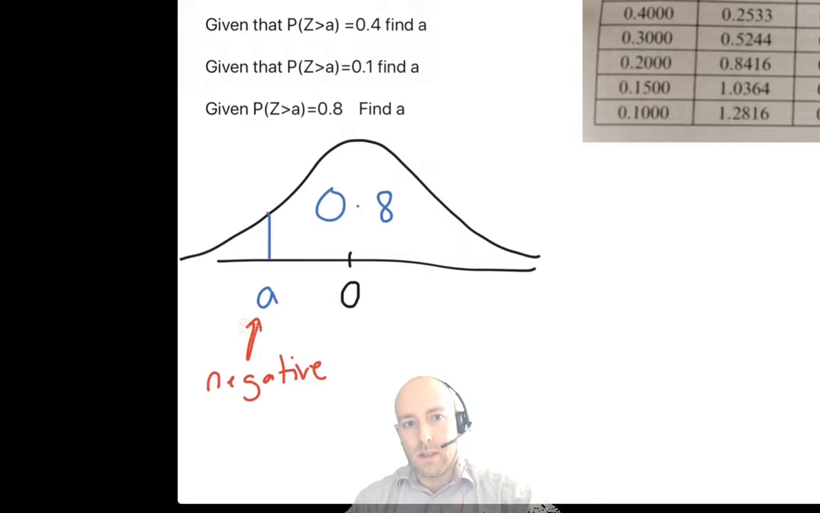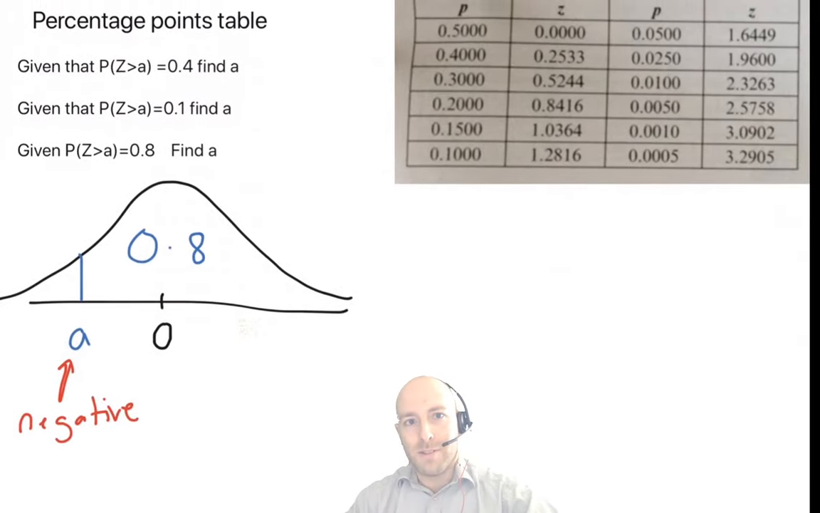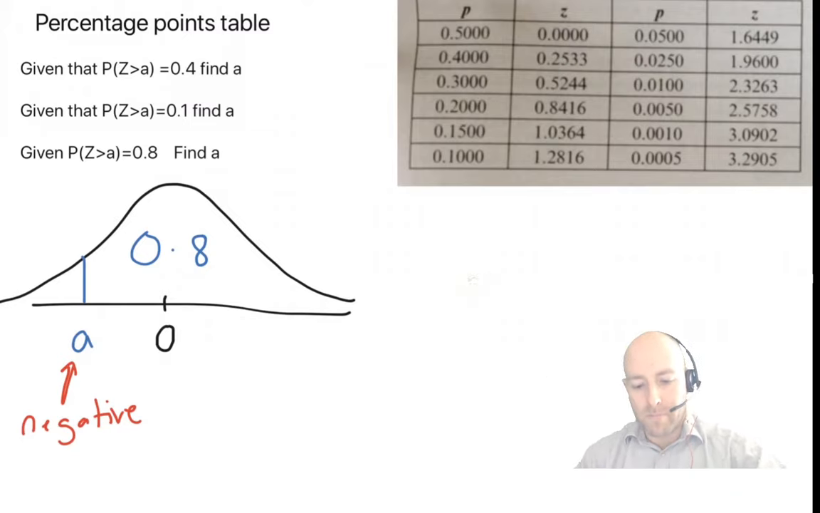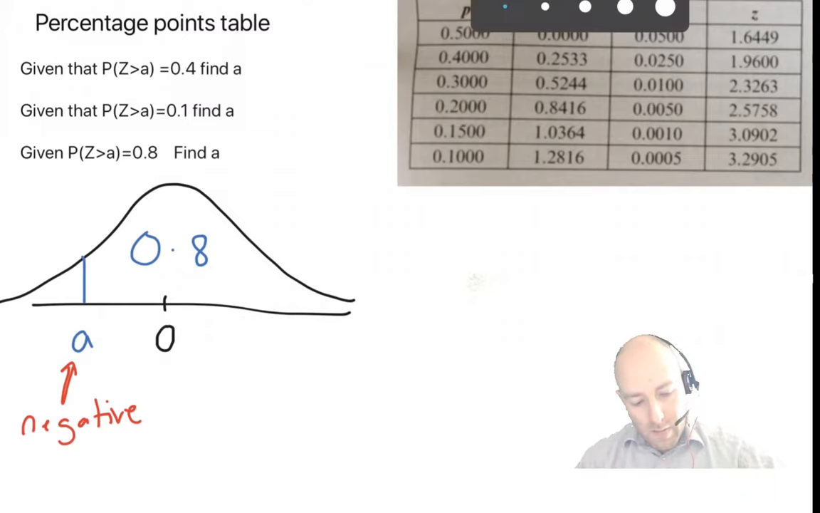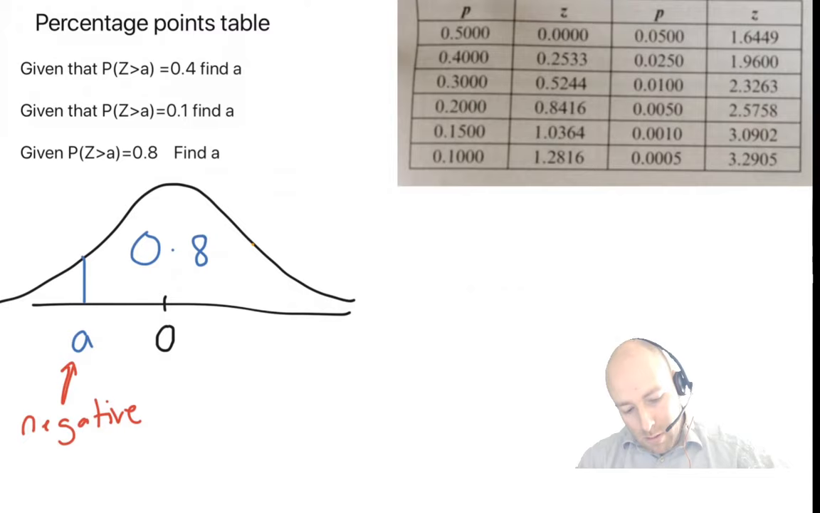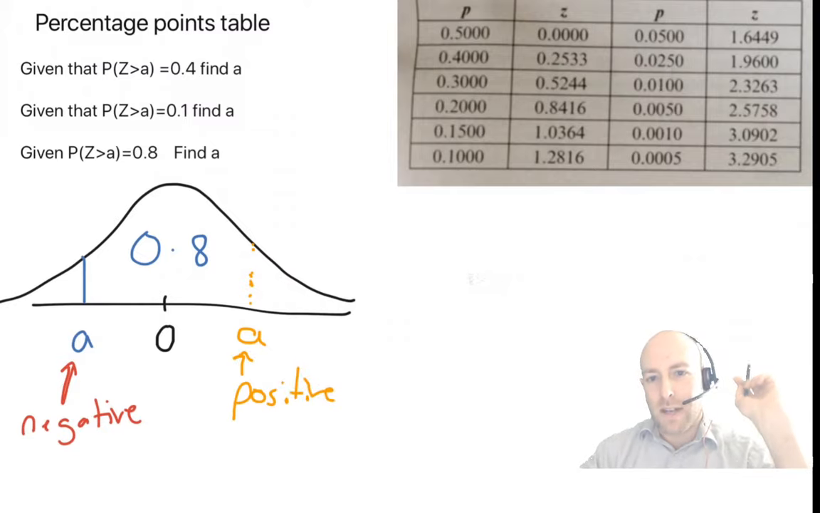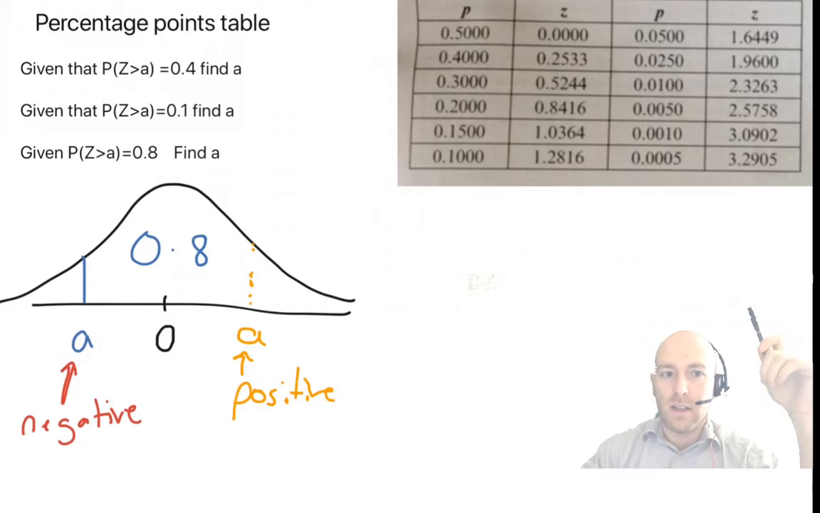So if I draw this in a slightly different color, there will be a second A value, which is positive. Now, just to reiterate, this isn't the value that we want to find. This is the value we can use in order to find our value of A, which should be negative.